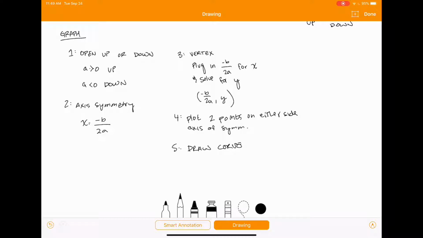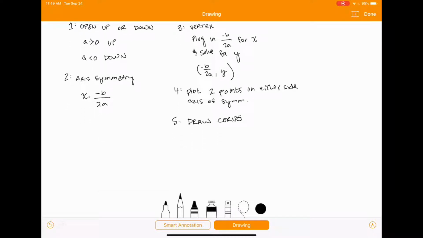So let's go ahead and do an example of that. Let's go ahead and just use y equals x squared plus 6x plus 4 as ours. So the first thing we want to determine is if our curve is going to open up or down. Now, a in this case, there's nothing out in front of our x here, so it's just 1, and it's a positive 1. So a is greater than 0, so we know that our graph is going to open up.